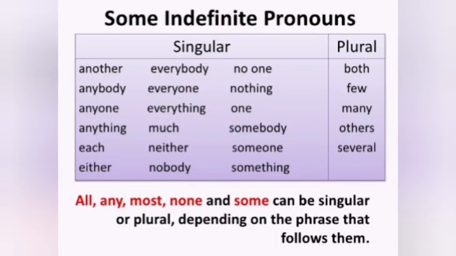Now here some indefinite pronouns are provided: another, everybody, no one, anybody, everyone, nothing. So you can have the list. All, any, most, none and some can be singular or plural depending on the phrase that follows them. Plural: both, few, many, other and several.